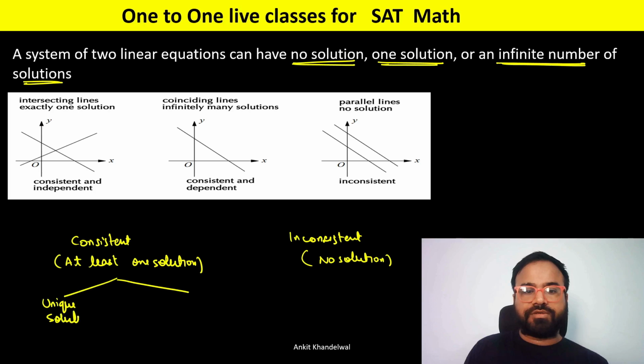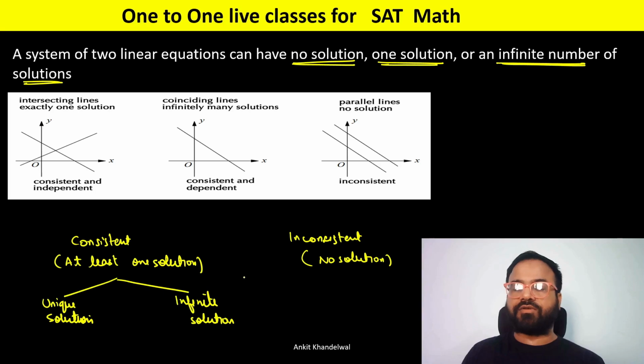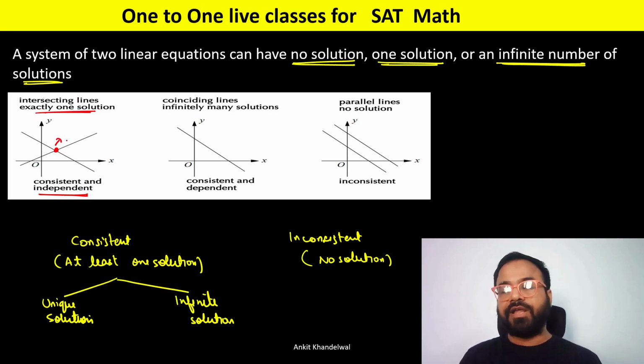In the at least one solution case, we have two categories: unique solution and infinite solution. And inconsistent has only no solution. So this is the diagram you can see over here. This is known as consistent and independent. These are the intersecting lines which have exactly one solution. The coordinate of this point of intersection is the solution for this system of equations. That is called a unique solution, meaning it intersects at only one point.